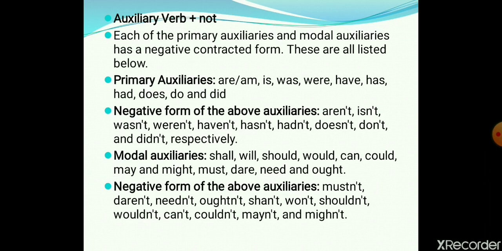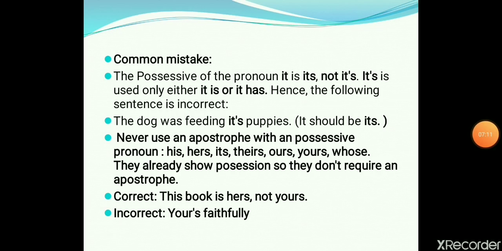Modal auxiliaries: shall, will, should, would, can, could, may, might, must, dare, need, and ought. So the negative forms of the above auxiliaries are must not, dare not, need not, won't, can't, wouldn't, couldn't, and so on. Now let's see, these are some common mistakes which we make. So let's go through them very quickly.